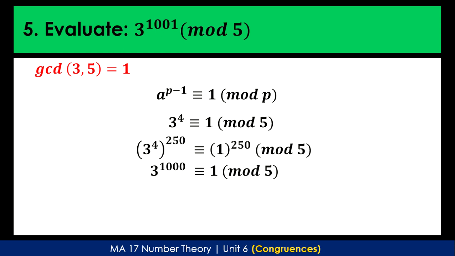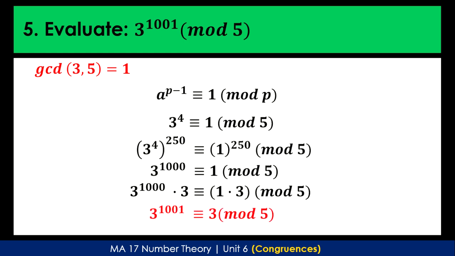But in our problem, we need 3 raised to 1001, so we need to multiply by 3. That's 3 raised to 1000 times 3 is congruent to 1 times 3 modulo 5. Simplifying, 3 raised to 1001 is congruent to 3 modulo 5. So we have our remainder of 3.